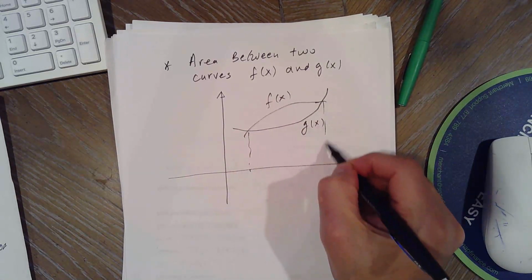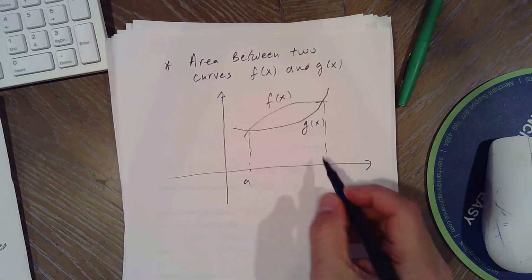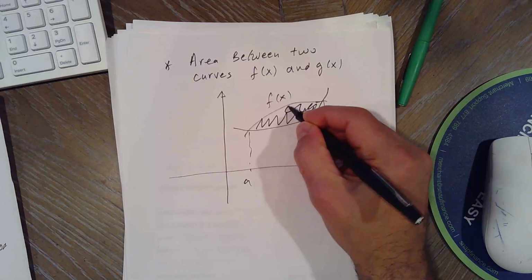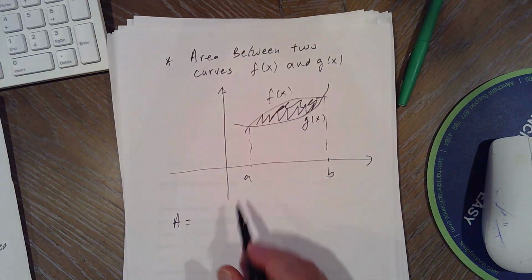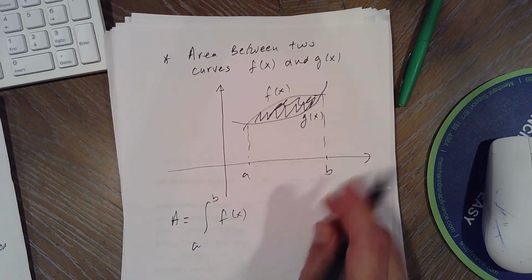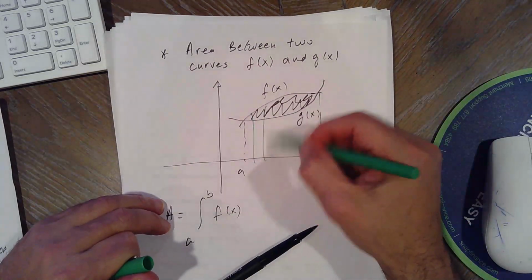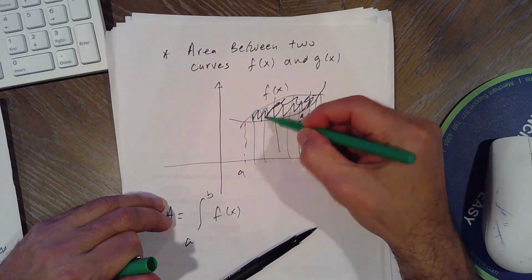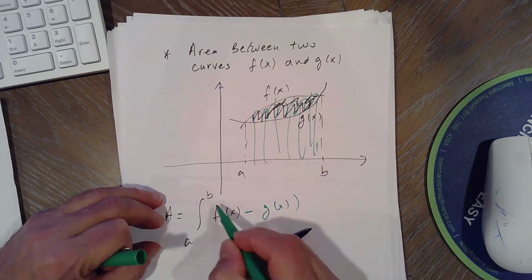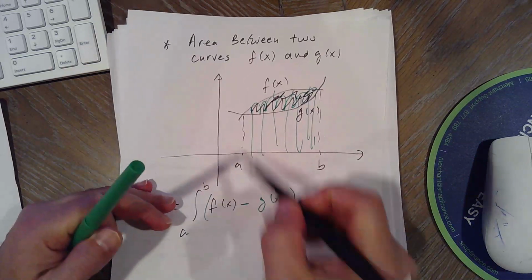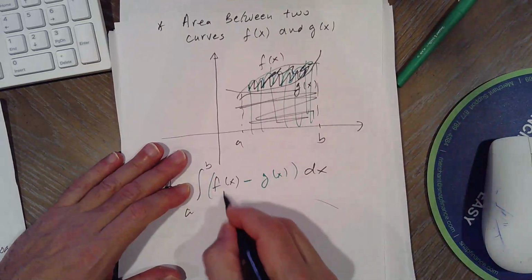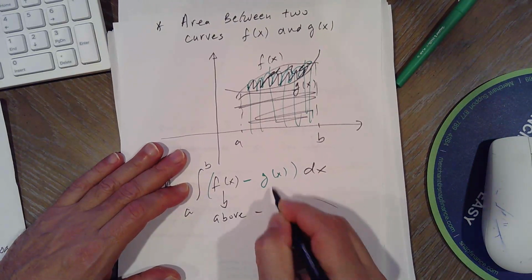To find the area, instead of doing the integral from a to b of f of x, which is that area, we want this area. So the area is going to be the integral from a to b of f of x. If we do f of x, it's going to give us all this, but we don't want all this, we want that. So minus g of x dx. Okay, so we're going to subtract this part right here to get the area in between. And remember, this is the above minus the below curve.